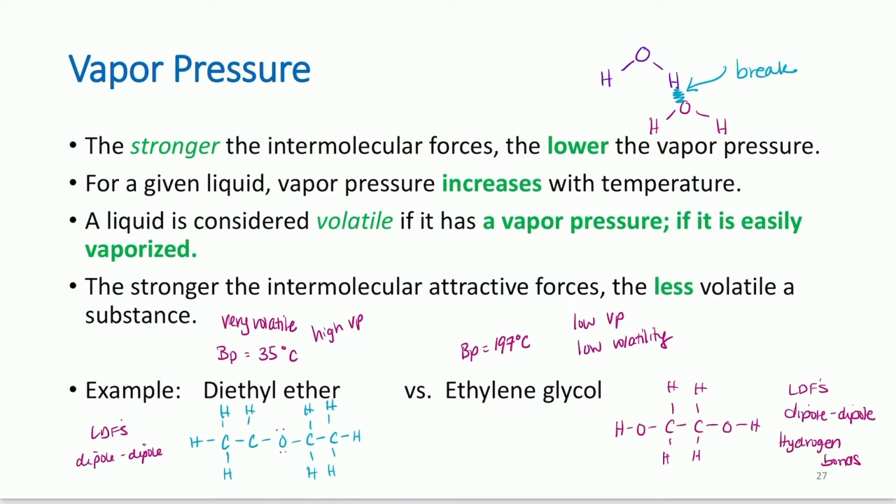Diethyl ether easily escapes into the vapor phase. Ethylene glycol does not. And it's because of those intermolecular forces. Diethyl ether does have dipole-dipole, but they're very weak dipole-dipole, just because of the overall geometry of the structure. Whereas ethylene glycol has the hydrogen bonding going on.